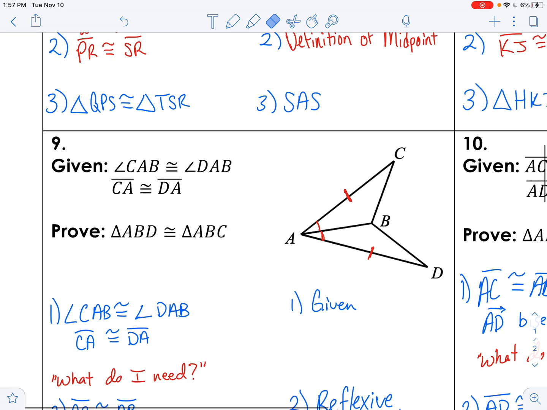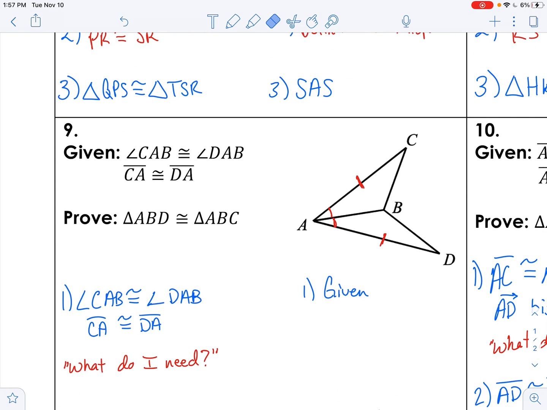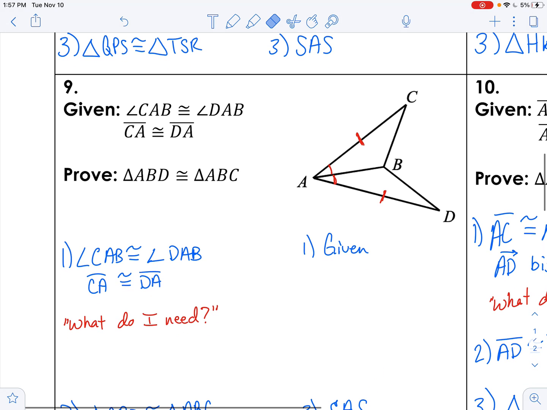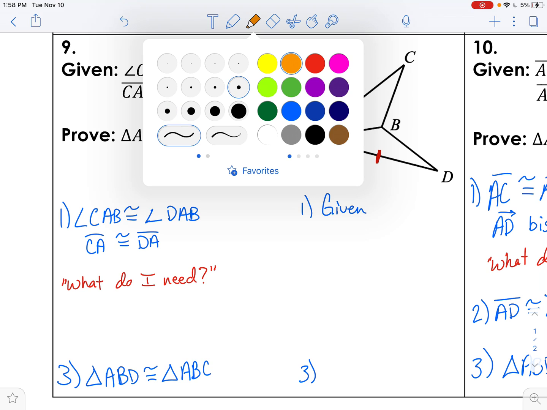Let's try 9, and we will try 10 on your own. So 9, again, copy down the given statement. So CAB is congruent to DAB, and you mark that in your picture. And then say that CA is congruent to DA. So CA is congruent to DA. And now what do I need? What needs to be congruent here?